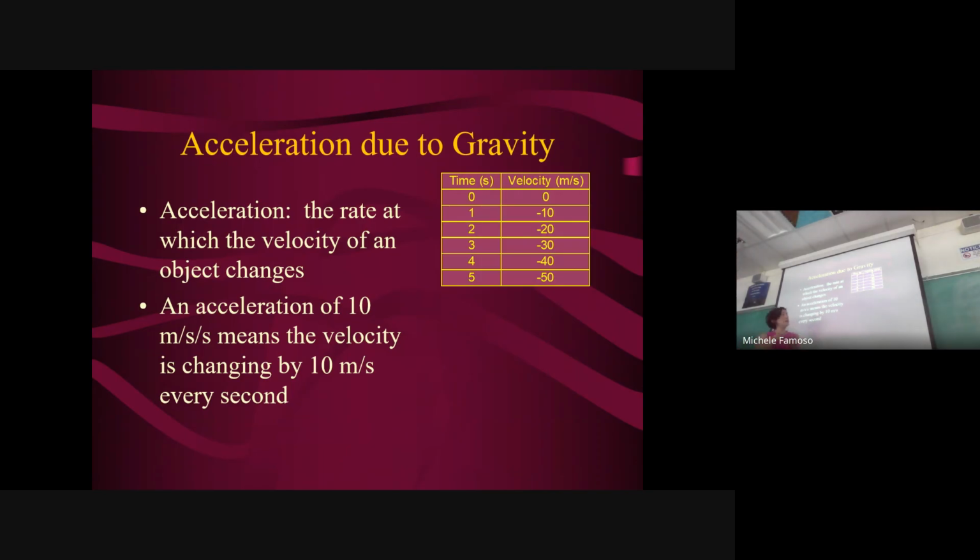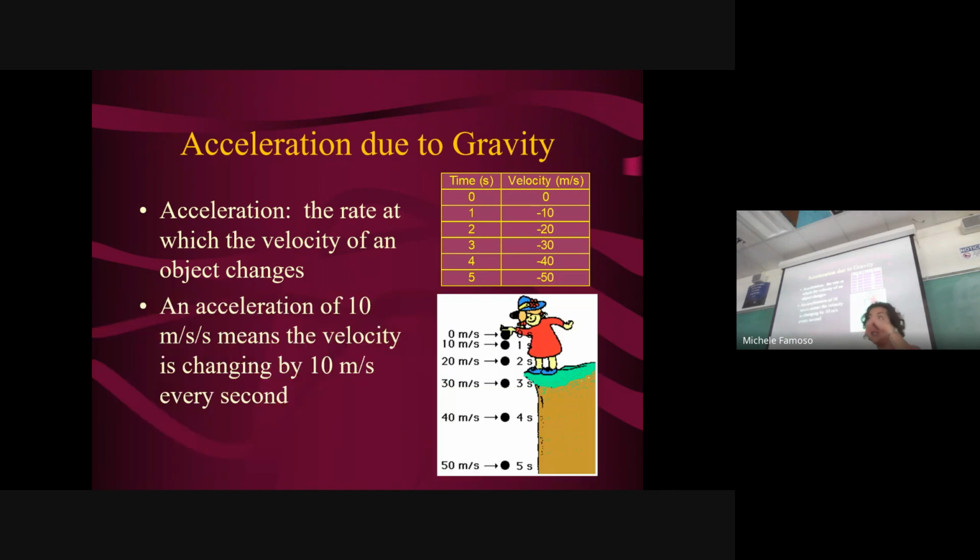After 1 second, my speed is about 10 meters per second. At 2 seconds, it's about 20 meters per second. After 3 seconds, it's about 30. Notice we're seeing a change of -10. The negative means down. So on my ticker tape, if I were to label the speeds at every time, I would start with 0, then 10, then 20, then 30, then 40, then 50. Guess what the next one would be? 60 meters per second. It would change by about 10 meters per second every second.